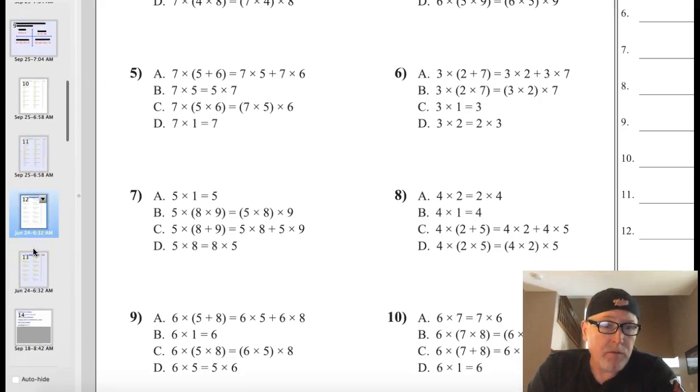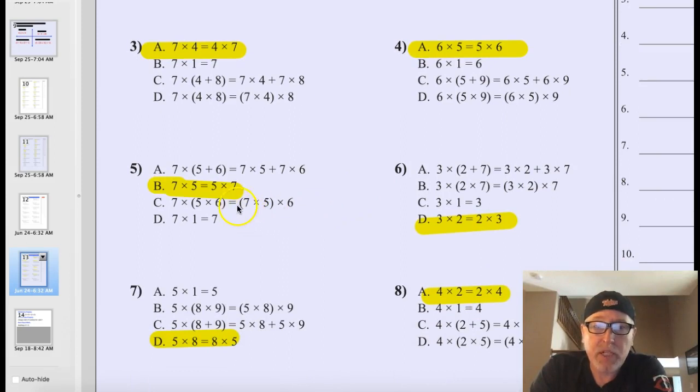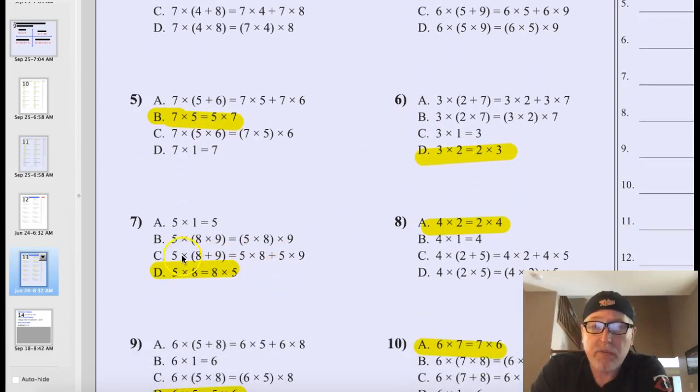Okay, let's see how you did on those. Well, 5 times 4 and 4 times 5, that would be B, would be the best example. C, 8 times 3 and 3 times 8. A, 7 times 4 and 4 times 7. 4, 6 times 5 and 5 times 6, that would be A. 5 looks like it's B, 7 times 5 is 5 times 7. 6 is D, 3 times 2 equals 2 times 3. 7 is D, 5 times 8 equals 8 times 5. And 8, 4 times 2 equals 2 times 4.